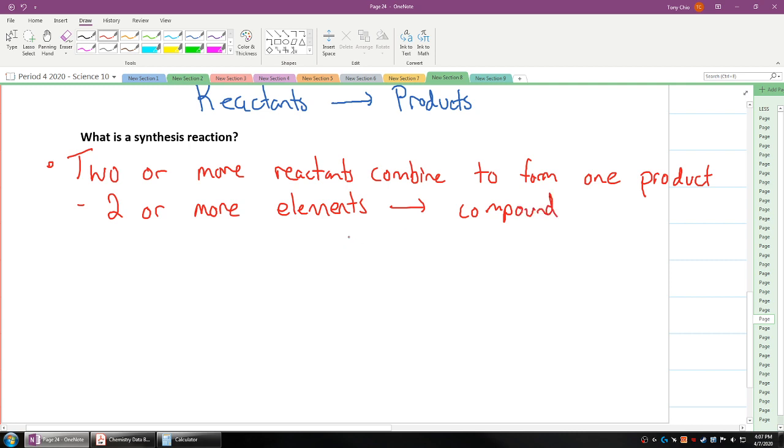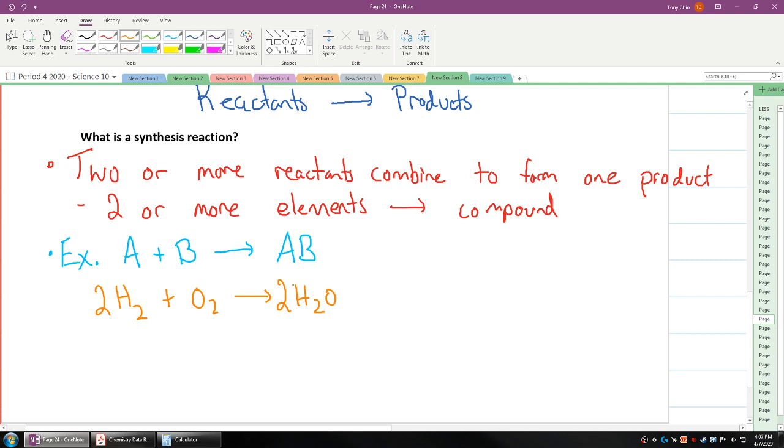So what does that look like? Well, an example would be A plus B will come together to form AB. If I were to write a real world example, such as when hydrogen gas comes in contact with oxygen gas, it can actually form water. Now if I were to balance this, we need 2 hydrogens to form 2 water. So this is an example of a synthesis reaction.